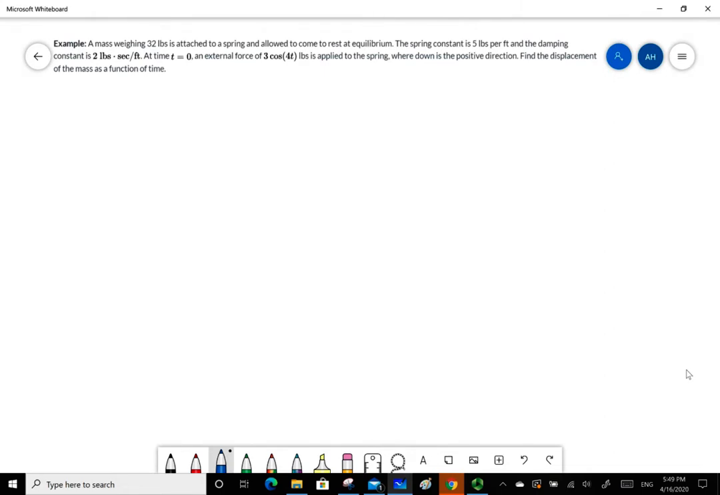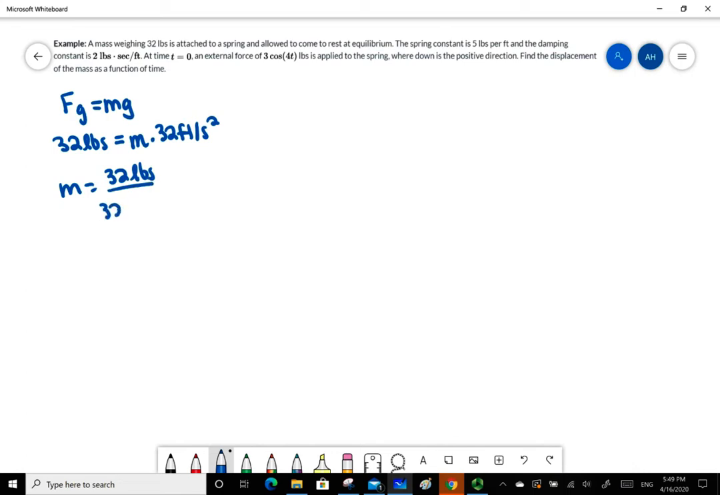Notice that this problem uses US units. This is important because the mass of the object isn't given, only its weight. So we have to calculate its mass using the fact that the force due to gravity equals mg. Since 32 pounds is the magnitude of the force due to gravity, 32 equals the mass times 32 feet per second squared. So the mass is 32 pounds divided by 32 feet per second squared, which is 1 slug.